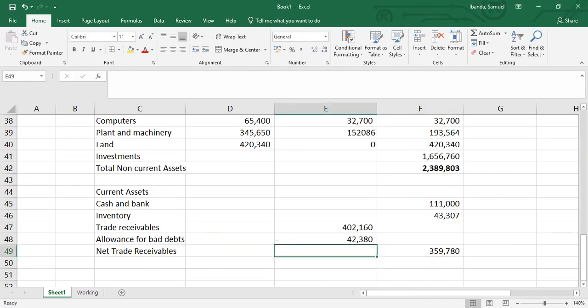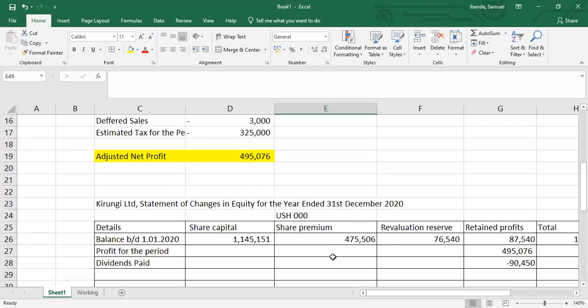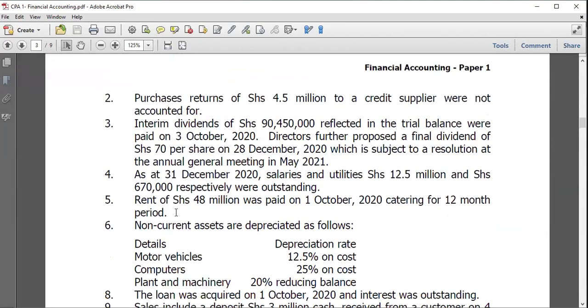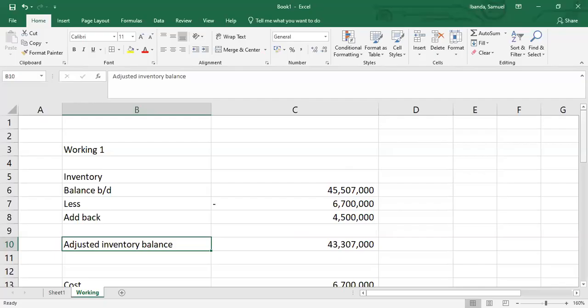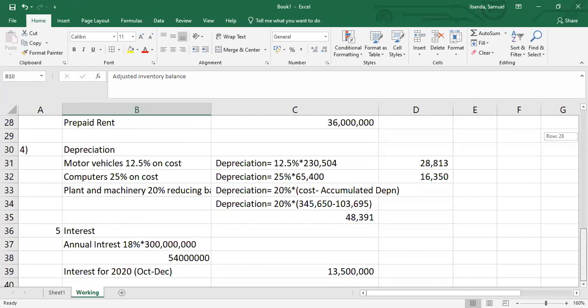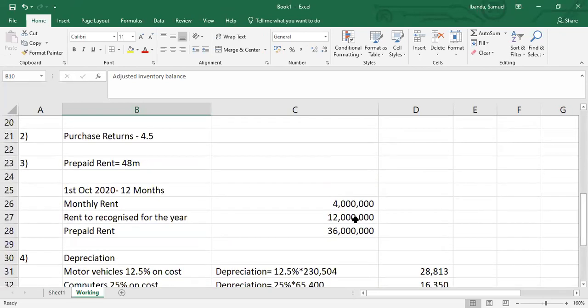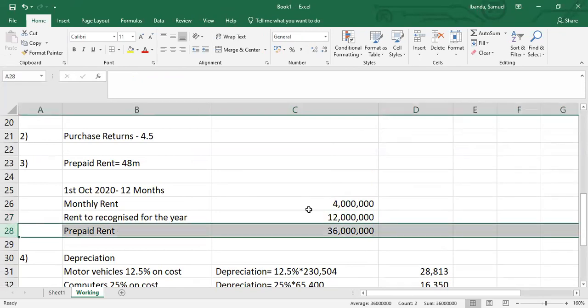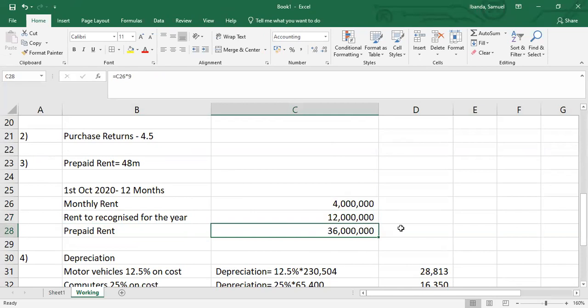Now, you also need to remember one of the additional information that they provided to us, there was additional information right here that had a rent. We had rent of 48 million that was paid on 1st October and was catering for 12 months. When we are trying to do our working, we also agreed that when we are recognizing such rent, some rent will be recognized for the current period, and then the 36 million needs to be recognized for the next period.